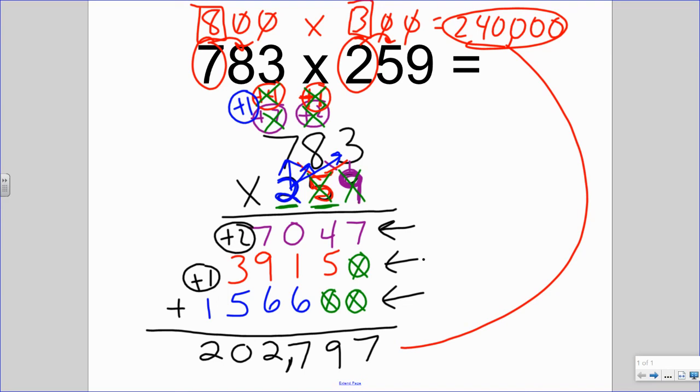The biggest thing with three-digit, guys, is you must remember your X's and O's. Specifically, you need to remember that when you're moving to the hundreds place, you need 2 zeros.